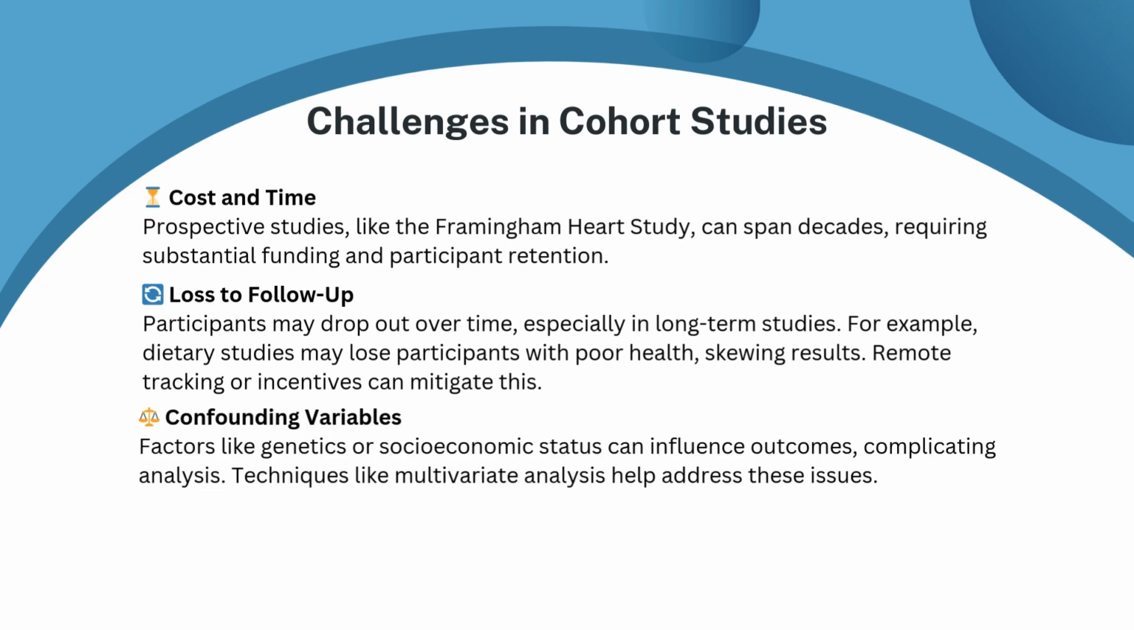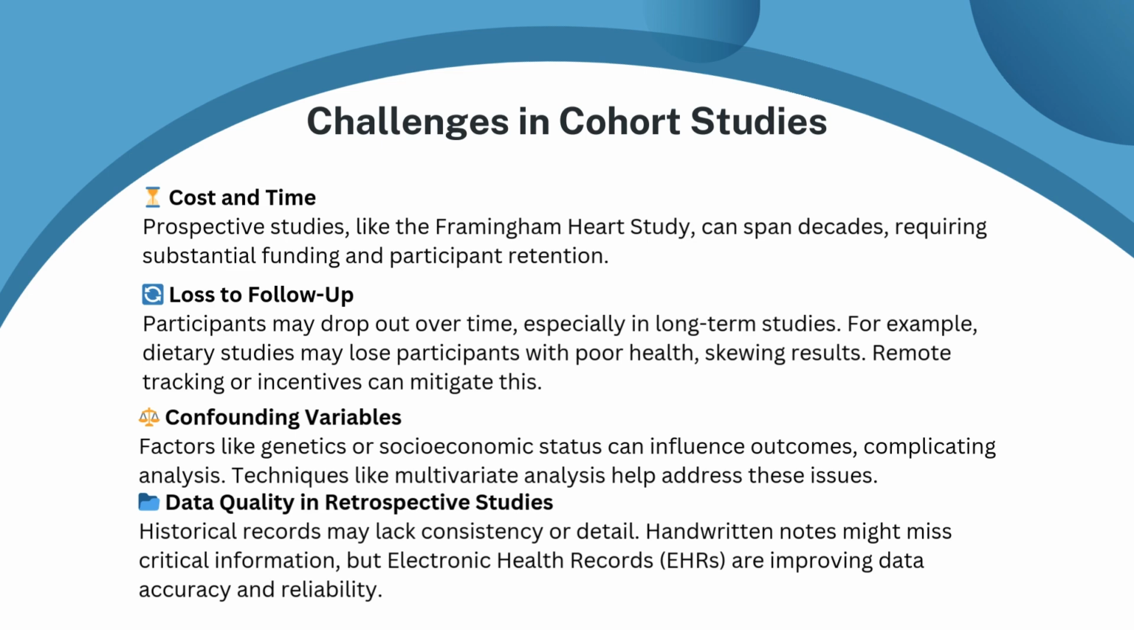Confounding variables: other factors, such as genetics or socioeconomic status, can influence the outcomes, making it difficult to isolate the effect of the exposure being studied. Statistical techniques like multivariate analysis address these confounders. Data quality in retrospective studies: historical records may be incomplete or inconsistent. For example, handwritten medical notes might miss critical details. However, advancements in electronic health records, EHRs, are improving data quality for research.